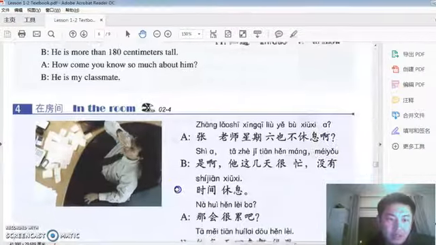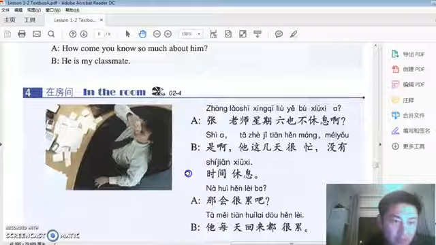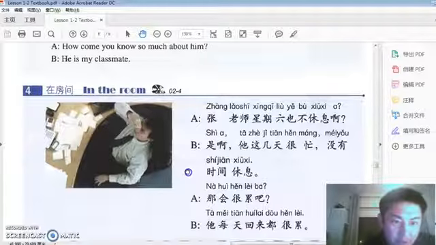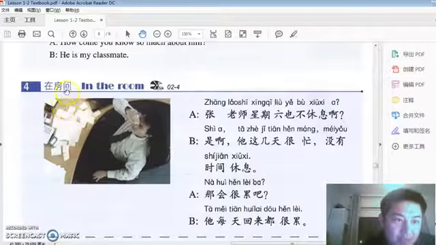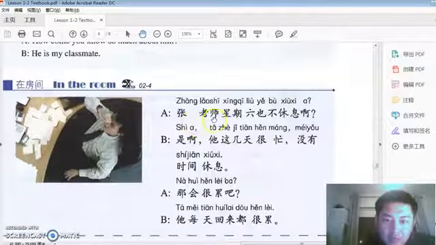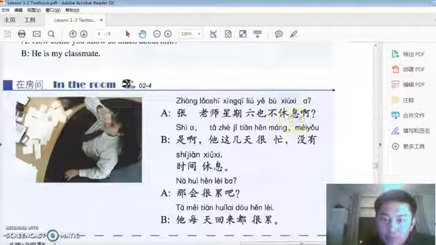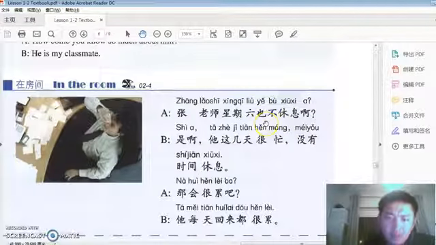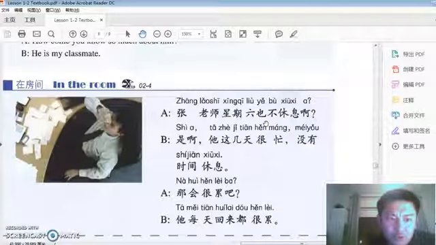Now let's take a look at same lesson, conversation number 4. 在房间 room. 房间 means room. And A says 张老师 Mr. Zhang 星期六也不休息啊. The reason why we use 也 in this sentence is because it gives a sense of too or neither.